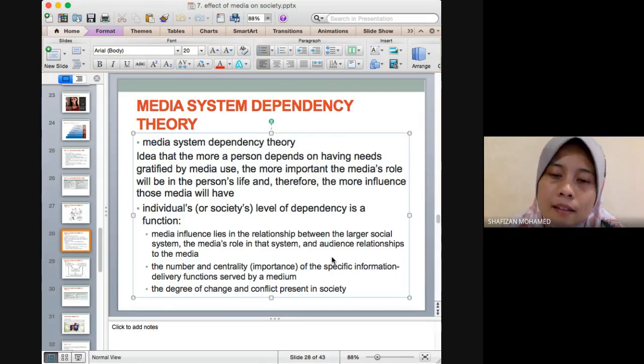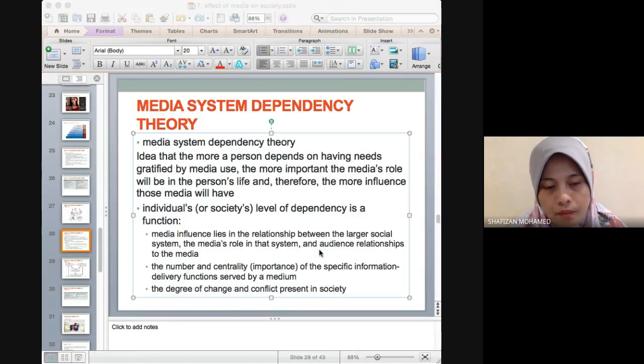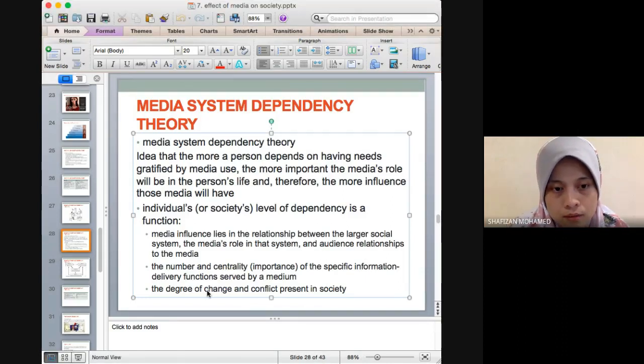Then the theory also says that people become more dependent on the media when there is change and conflict present in the society. If there is some political or economic problem in a particular society, people will become more dependent on the media. Can you see this logic? That if something is happening, a change, for example, COVID-19, suddenly all of us are quarantined. Did you become more dependent on the media?